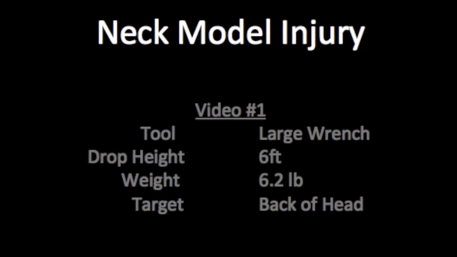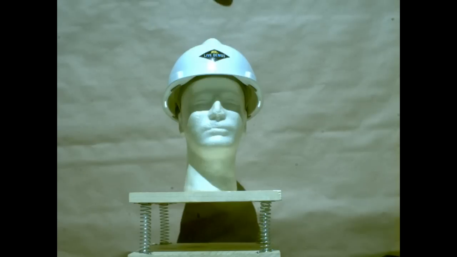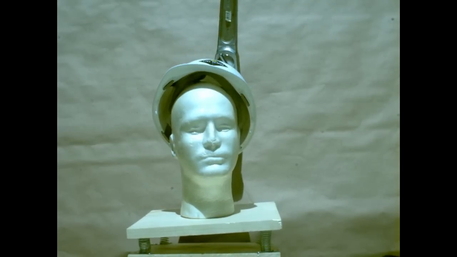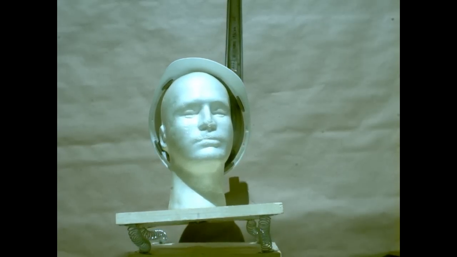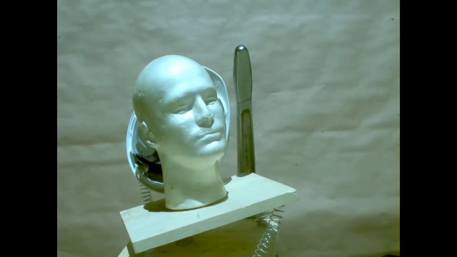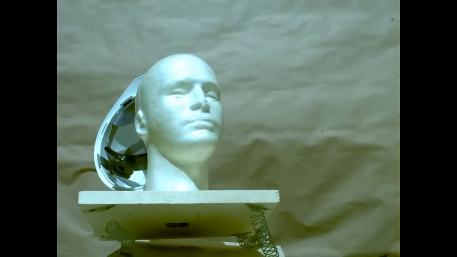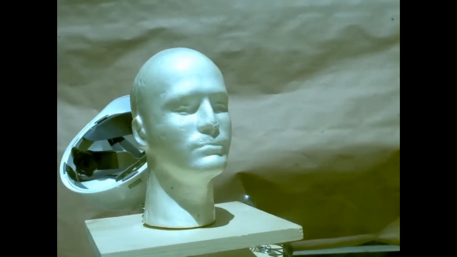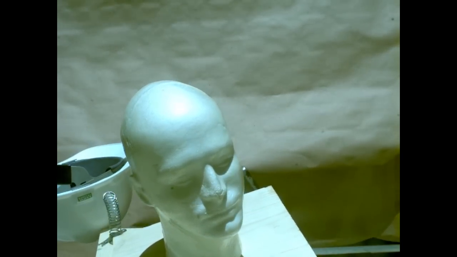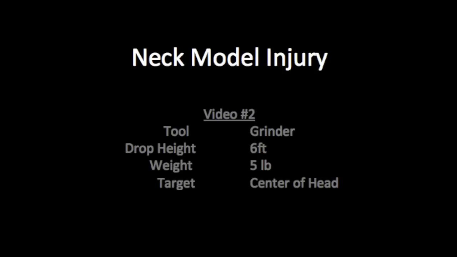This video displays a torsional neck model after a worker is hit with a 6.2-pound wrench from a drop height of 6 feet. In this video, the tool is changed to a 5-pound grinder.